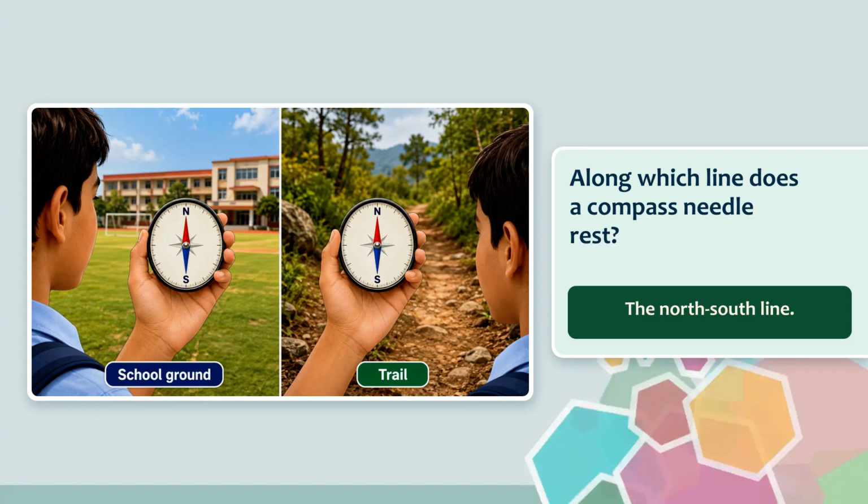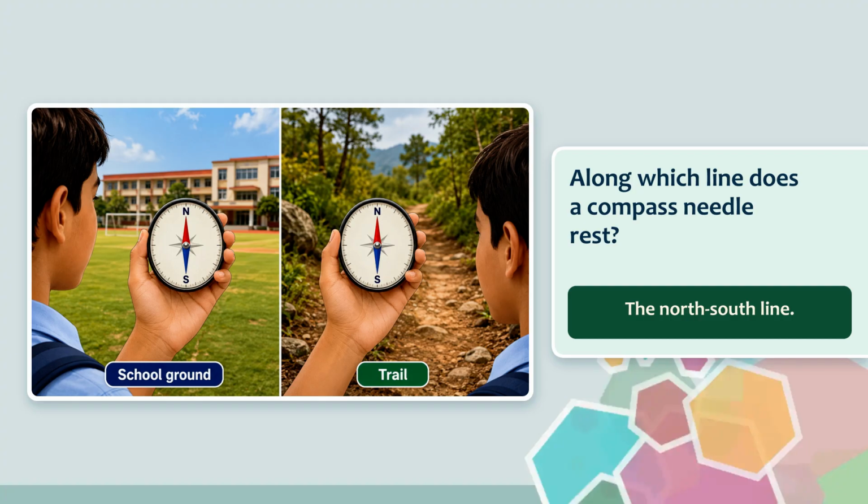Compare the needle in both settings. Along which line does a compass needle rest? Both compass faces show the same alignment. The north-south line. The needle lies between the N and S marks in both places.